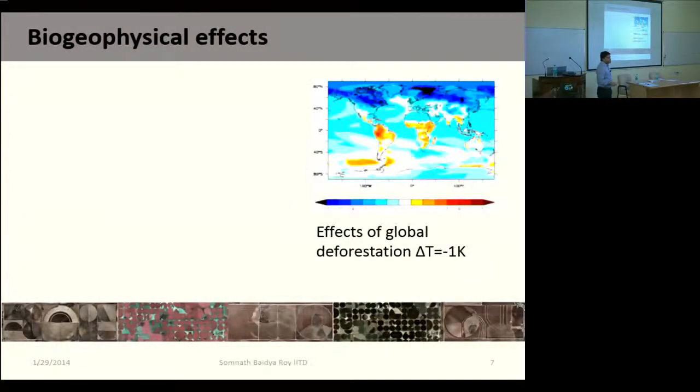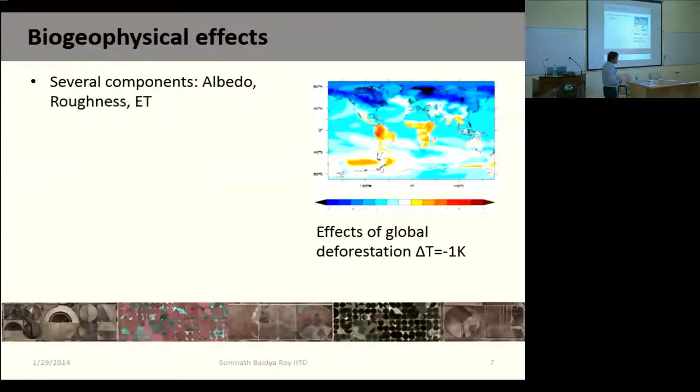Now, let's compare that with the biogeophysical effects. This is an experiment of total deforestation. All the forests in the world have been cut. This includes forests in Amazonia, Congo, Southeast Asia, as well as the large boreal forests. If you add these up, it's a cooling of negative 1K. So the biogeophysical effects are only about 20% of the biogeochemical effects. They are very small.